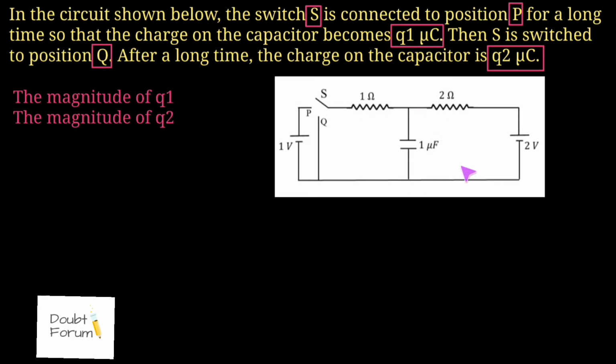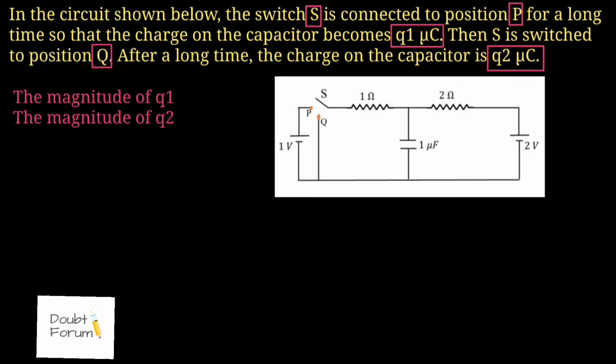So this is the given circuit. In this circuit, there is a switch S. Earlier, the switch is being connected to position P for a long time. And in this condition, the charge stored in this 1 microfarad capacitor is Q1 microcoulomb. And now this switch is being switched to position Q. And after a long time, when the switch is connected with this point Q, the charge stored in this 1 microfarad capacitor is Q2 microcoulomb. And we have to find the magnitude of charge Q1 as well as charge Q2.